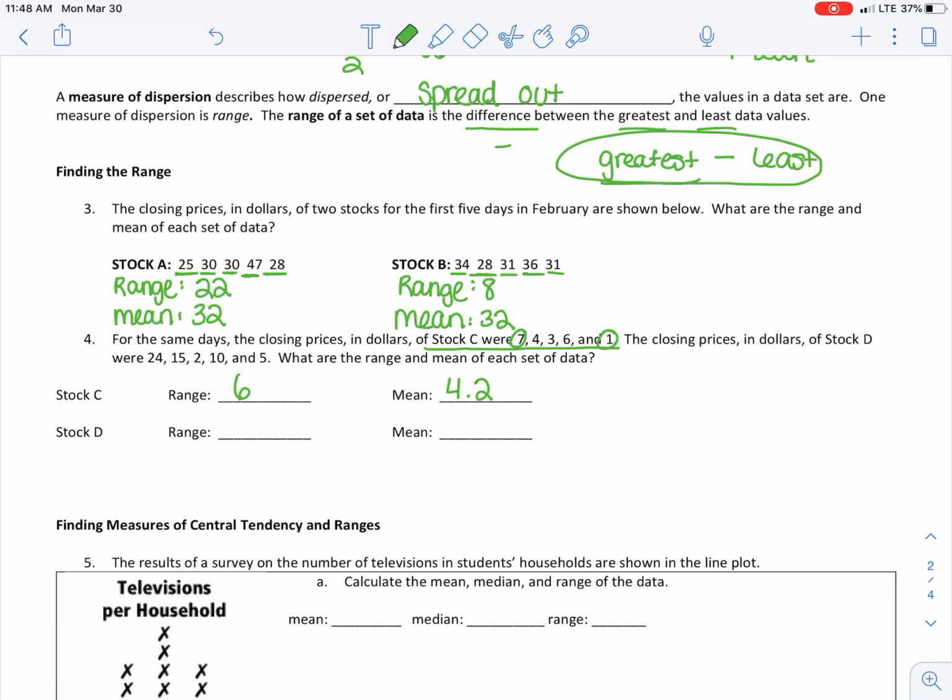Okay. Then we look at stock D. Okay, so our smallest number is 2 and our greatest number is 24. So if we take 24 minus 2, we get 22 for our range. And then for mean, we have to go ahead and add up all our points again. So 24, 15, 2, 10, and 5, and we get 56. And we're going to divide that by 5 again, and we get 11.2 for our mean.